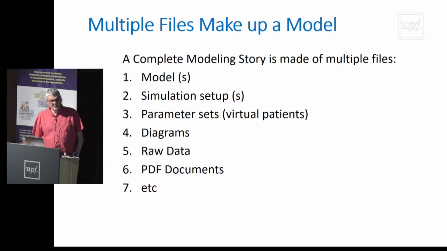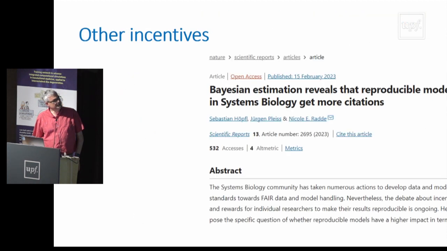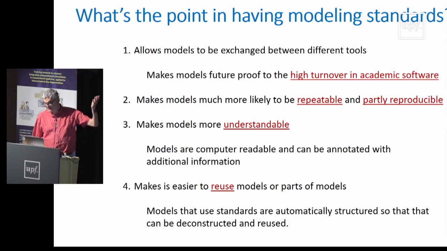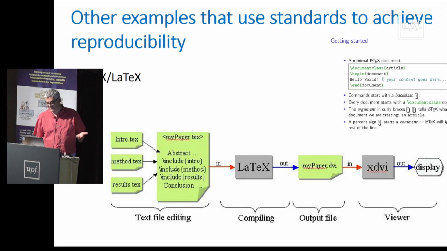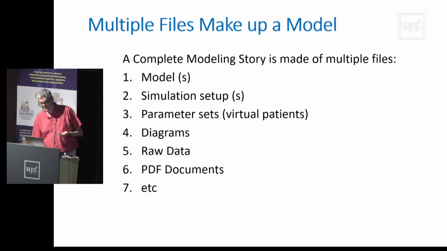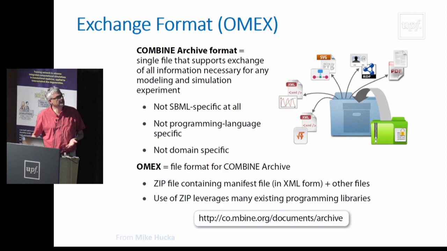So what else can you do if you have your model in SBML? There's a lot of other information you could put with the model, for example the simulation setup, the parameter sets, any diagrams, raw data, PDF documents, any other metadata you want to go with it. And so the community came up with this archive, the OMEX archive, essentially a zip file.